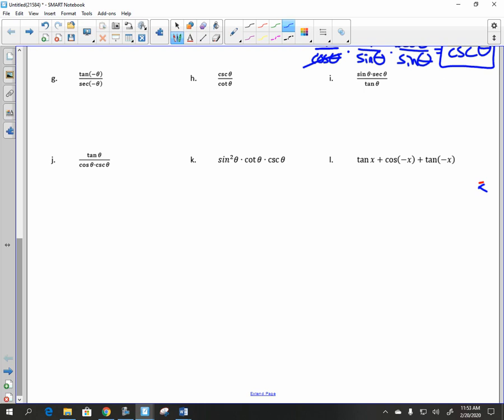Letter G, I've got tangent of negative theta over secant of negative theta. Let's deal with those negatives. Secant of negative theta becomes what? Just positive secant, right? So on the bottom, I've got 1 over cosine of theta. Top, I've got tangent of negative theta. What happens is negative for tangent?